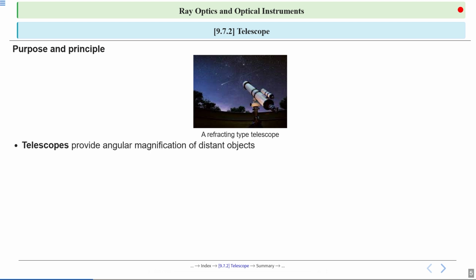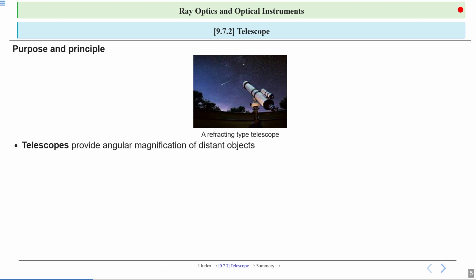Telescopes are designed to provide angular magnification of distant objects. This means they make faraway objects appear larger and closer, allowing us to study them in greater detail. They do not magnify the smaller objects. They bring the distant objects closer to our eye. They observe already large bodies, heavenly bodies, but they are at a very far distance from us.